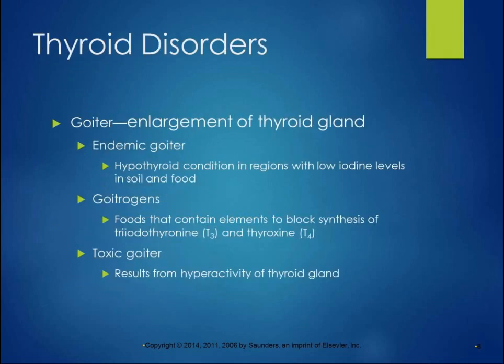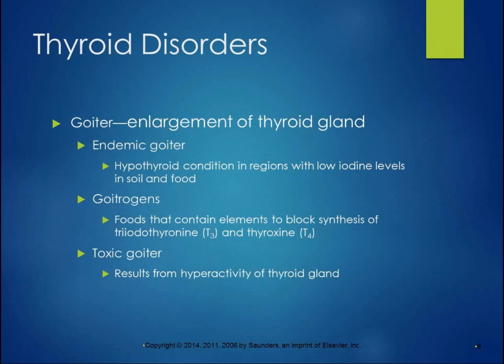So thyroid disorders, a goiter is an enlargement of the thyroid gland. There are different types of goiters. There's an endemic goiter, which is a hypothyroid condition, and it used to be seen a lot in regions with low iodine levels in soil and food. Now that it's more widely known what causes that, there are iodine supplements, and people who eat a lot of fish get iodine, or sea vegetables get iodine from that.